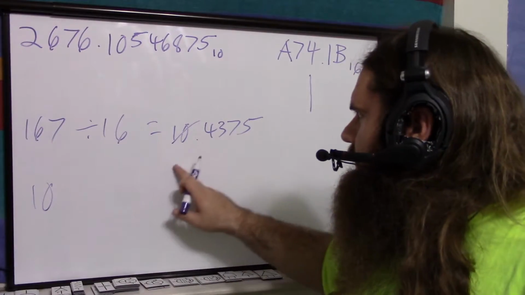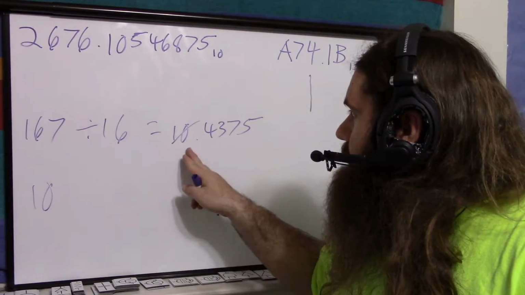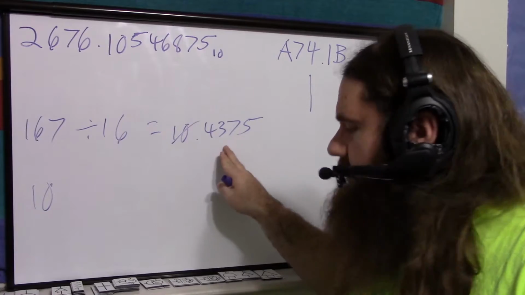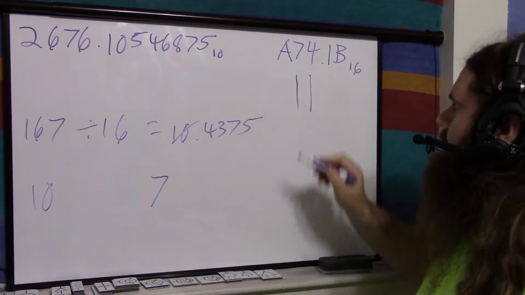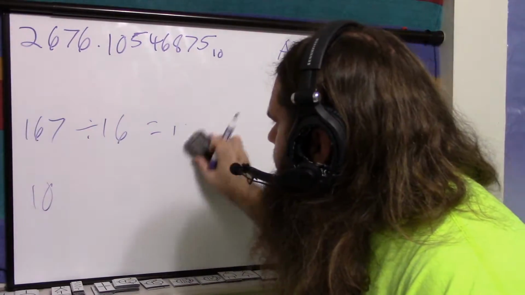So we have the 10. We've written down the 10. We don't care. So we do minus 10, then we do times 16, and it comes out to 7. There's our 7. That's our next digit. Then we're left with 10, because we're done with all that.